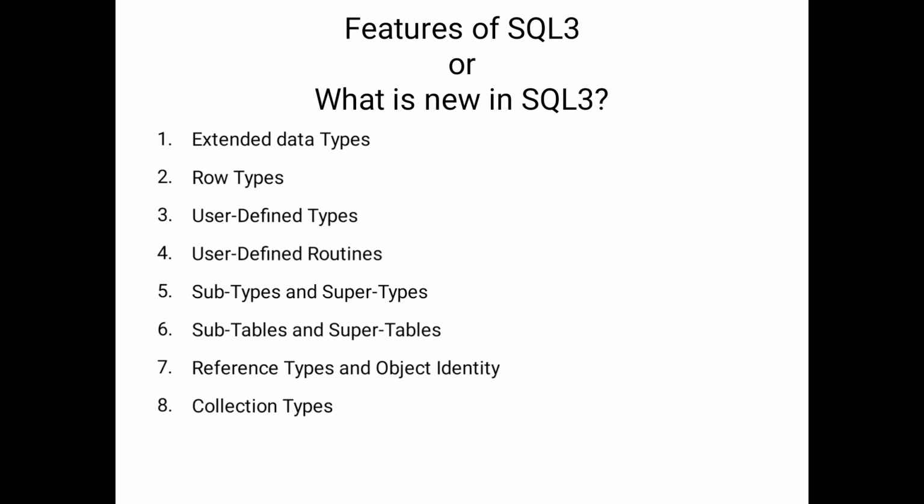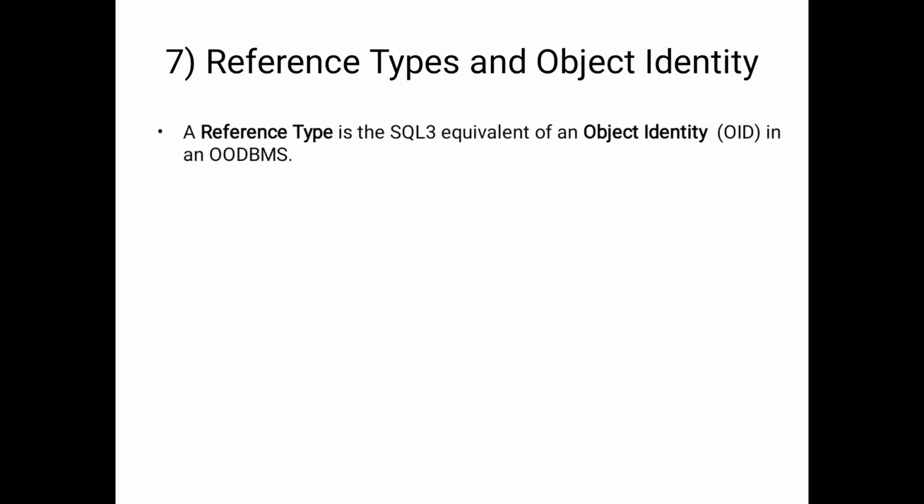In the previous session, we have covered 6 different types of features available in SQL3. Now we will see the 7th feature and 8th feature in SQL3. So we will move to the 7th feature, that is reference types and object identity. This is one of the best features available in SQL3 because that facility is with the help of objects.